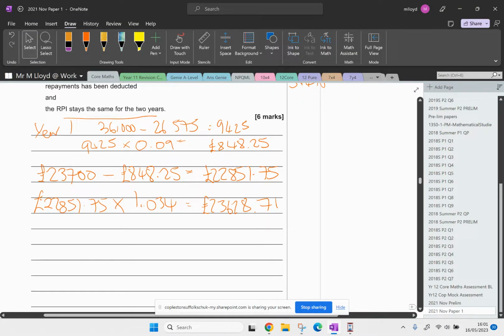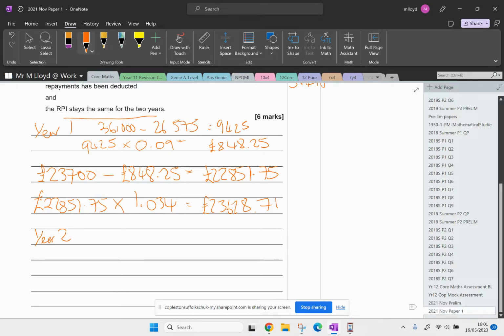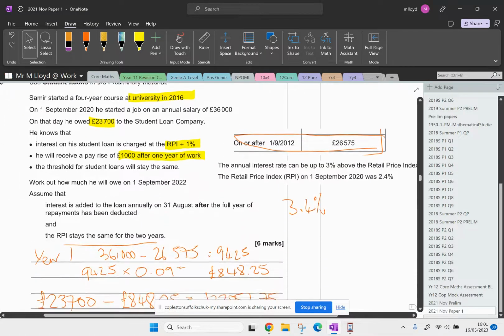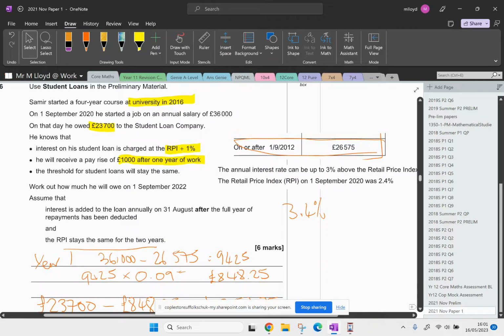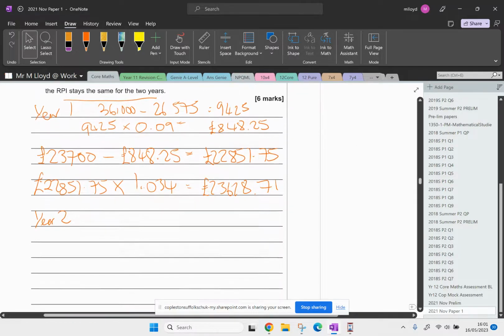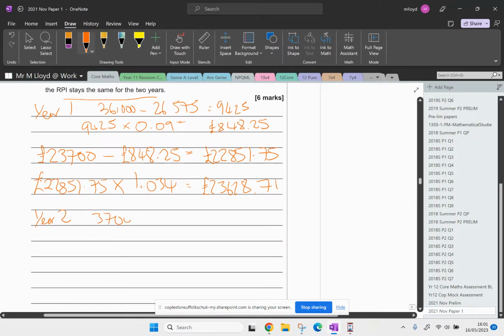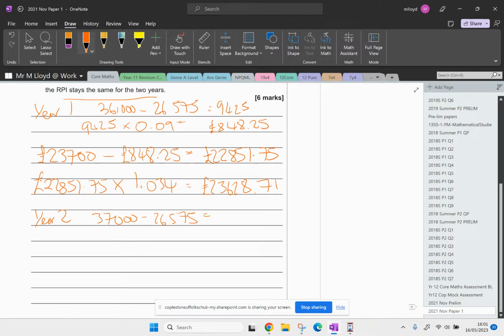Then we do the same calculation again, except for the fact that he's going to have a pay rise. So annual salary of 36,000, £1,000 more, so he's going to have 37,000. Take away that threshold, and if I'm honest, I'm glad I've got a lower threshold on my student loan, because this person is not going to pay that off very, very quickly, if at all.